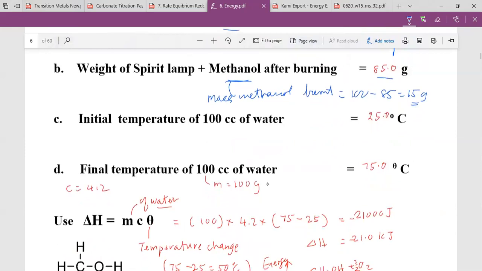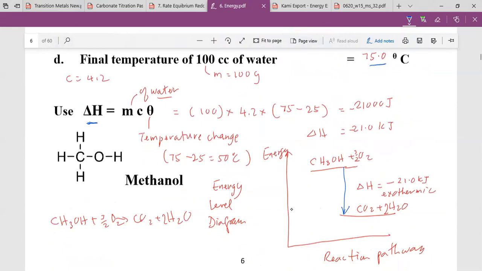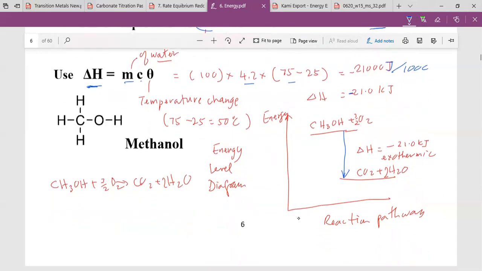The temperature rises from 25 to 75. So first, of course, we find the delta H. How much heat is gained by the water? So mc theta: the mass of water is 100 grams because it's 100 cm cube, times 4.2, and the temperature rise here. So it's minus 2100 joules. It's always in joules, so to change to kilojoules I divide by 1000. In this case I won't change it much first, I just put this here. Remember, the methanol burns, this is one here going down, exothermic. Why? Because heat is given out. So this is the pathway.